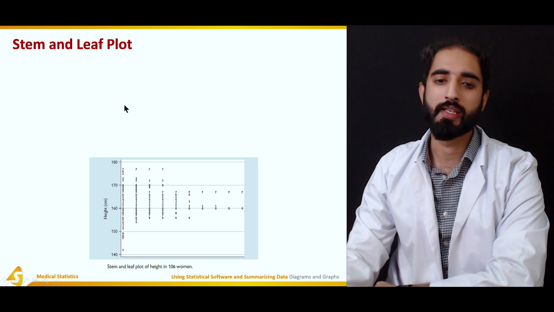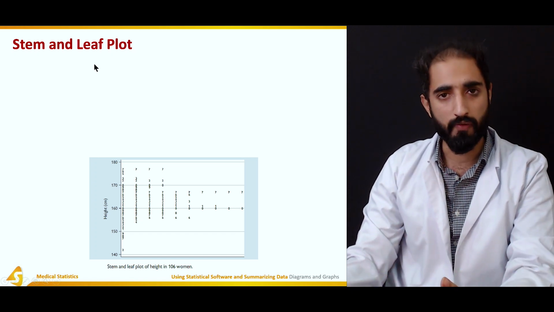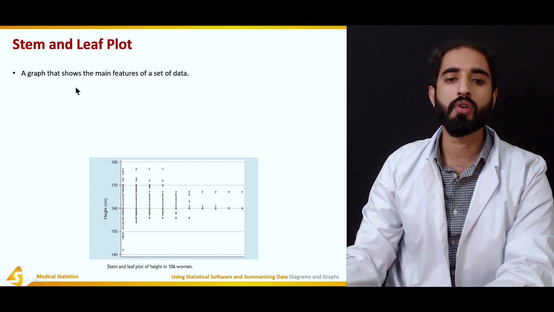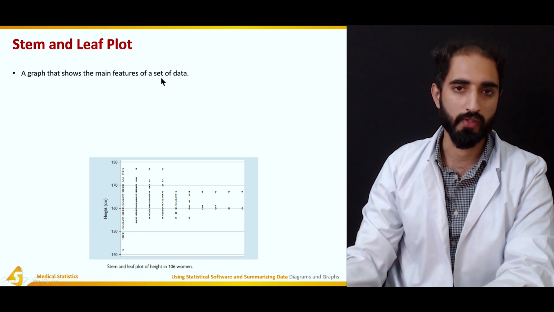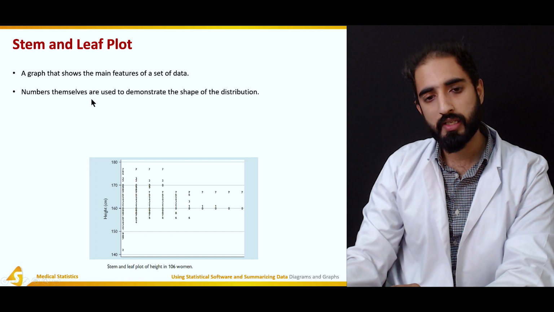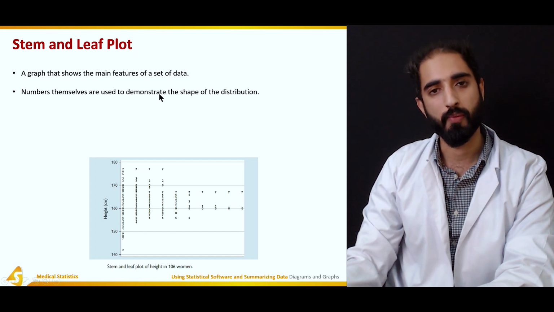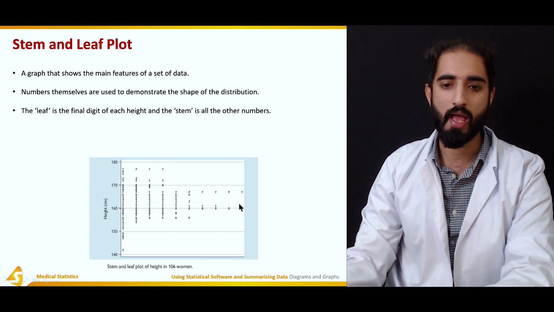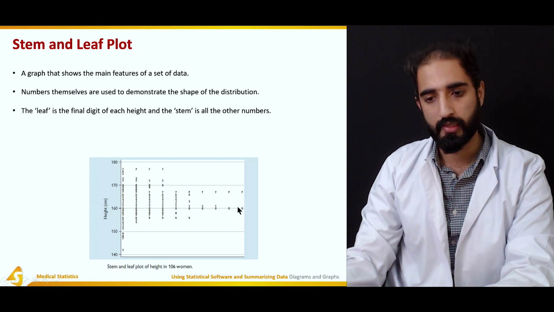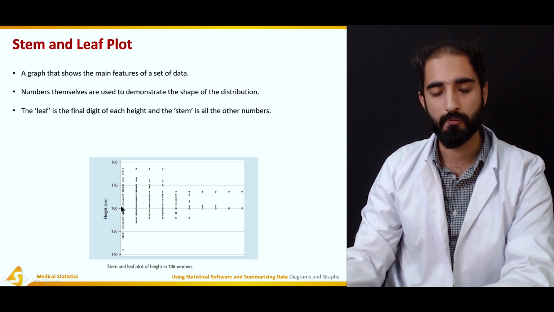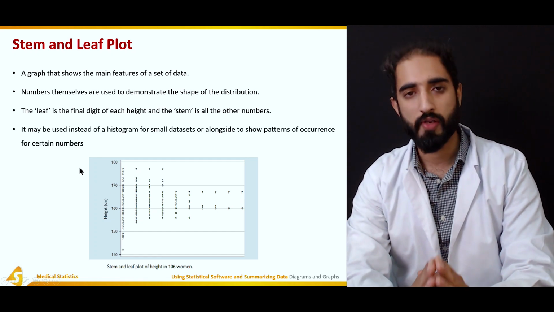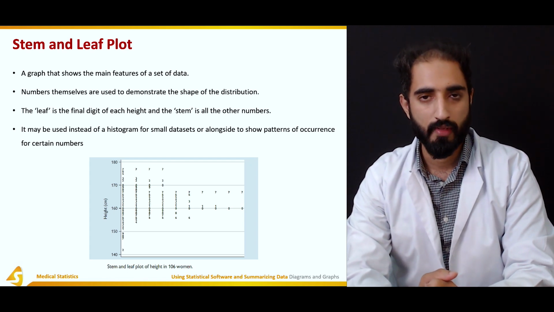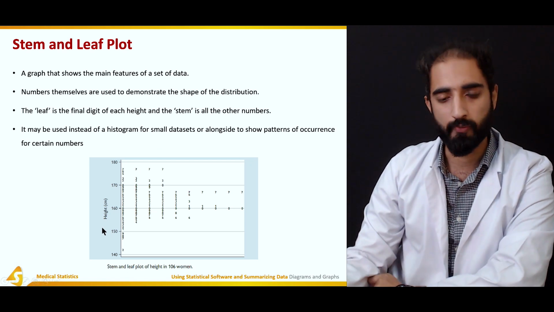Now the second one we have is the stem and leaf plot. Most of you may not be aware of this type of diagrammatic representation, but it is also a graph, and it shows the main features of a set of data. In this graph, the numbers themselves are used to demonstrate the shape of the distribution, where the leaf is the final digit of each height and the stem is all the other numbers. So this is the leaf and this is the stem. It may be used instead of a histogram for small data sets, or alongside it to show patterns of occurrence of certain numbers. Now let's take an example of this stem and leaf plot.